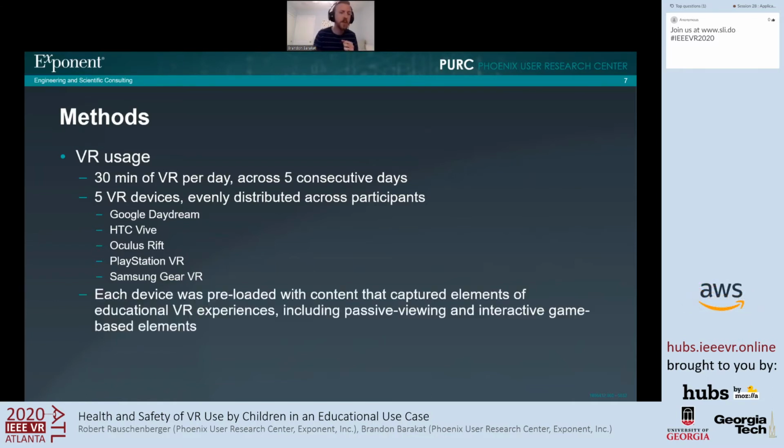these kinds of scenarios. And then each device was preloaded with content that was selected specifically to capture certain elements of expected educational VR experiences. So that included both content that had passive viewing type elements, where the users are just taking in information that's being presented to them, as well as content that had more interactive game-based elements, because of course, especially in the case of a VR platform, a lot of educational material is going to have more of a gamification of the learning elements. We wanted to make sure that we covered all of those bases on each of the devices.